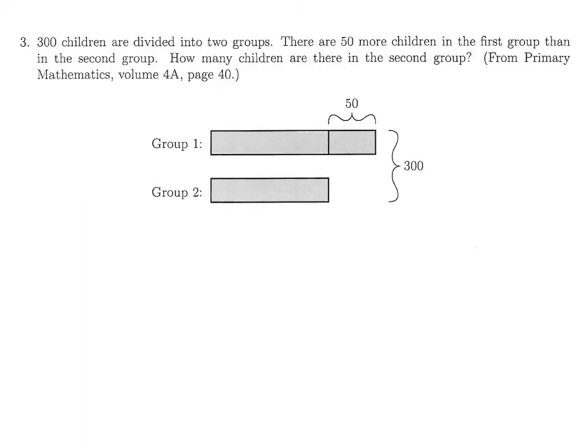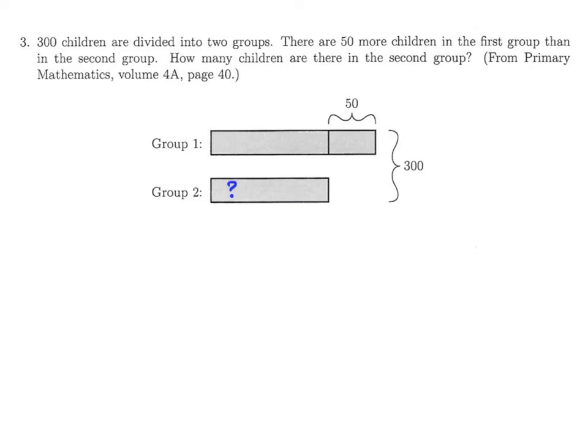300 children are divided into 2 groups. There are 50 more children in the first group than in the second group. How many children are there in the second group? You will notice to set up the strip diagram, we are comparing group 1 to group 2, so we have 2 separate strips. The total amount for group 1 and 2 together is represented by the 300. Group 1's strip was made longer because they have 50 more. That chunk is represented here.